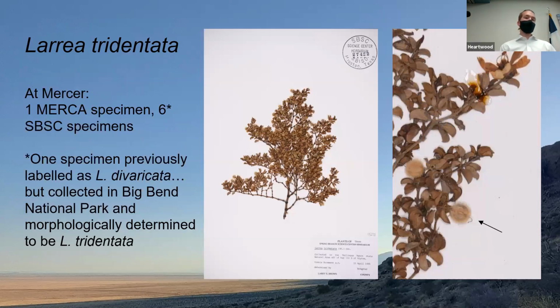So here's a couple images of the specimens that we have at Mercer. Again, these are up here on the table. And one was previously labeled as Larrea divaricata, which, as you'll recall, is the South American species that I discussed. But it was collected in Big Bend National Park here in Texas, which makes no sense. So I looked up some papers. I looked at the morphology, just meaning basically the physical structure of stuff like the leaves, and morphologically determined it to be Larrea tridentata.